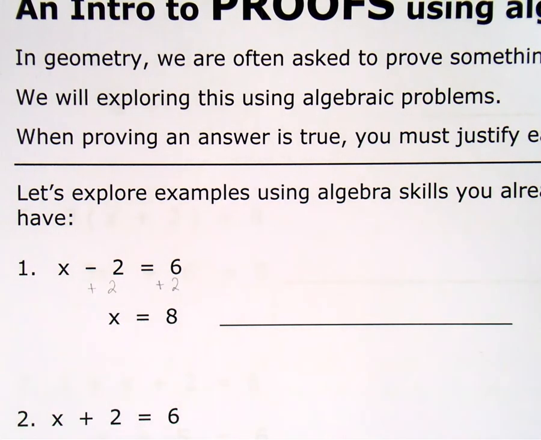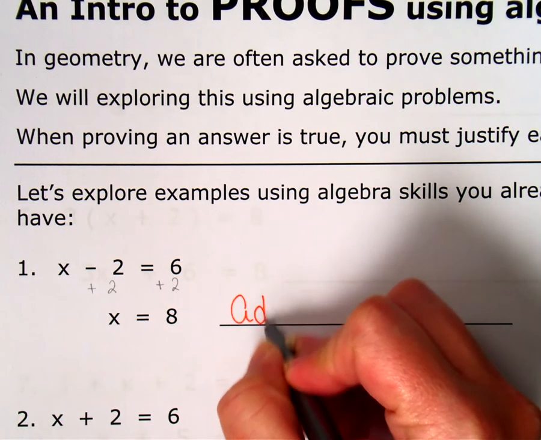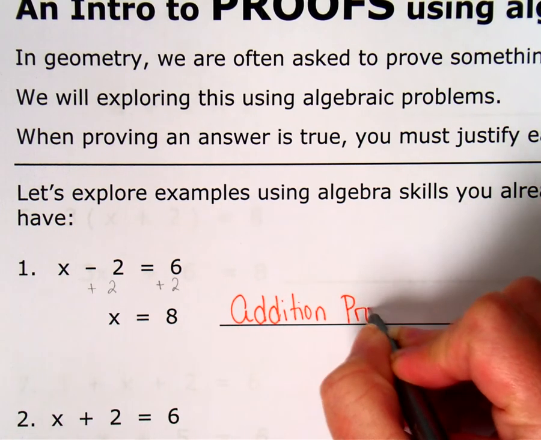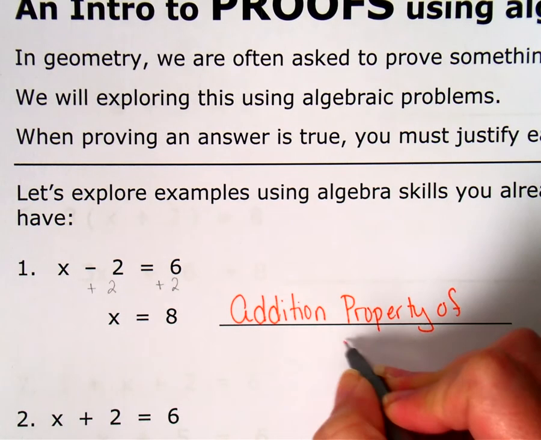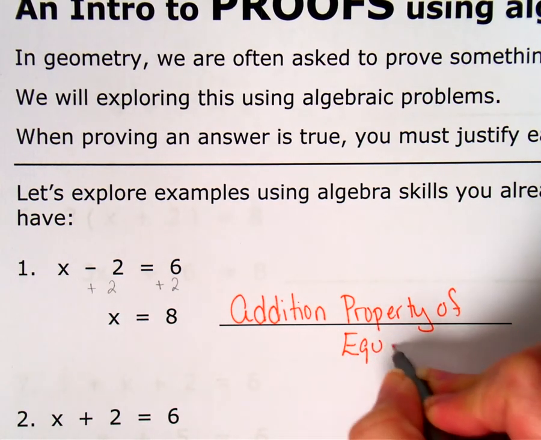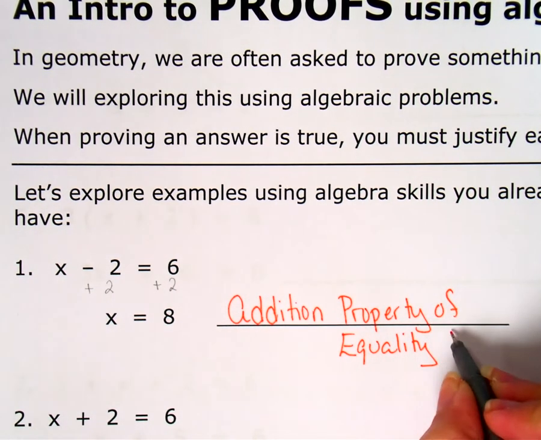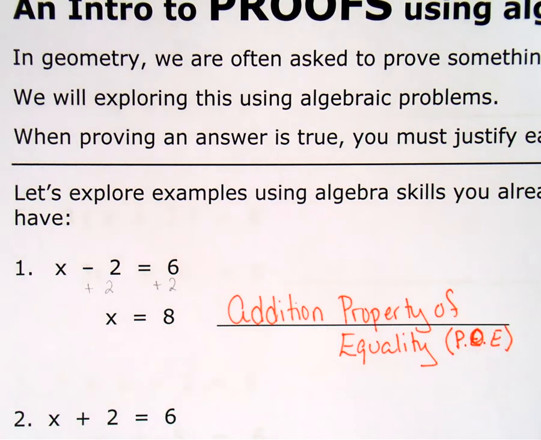So when we add on both sides, when I'm in the proof and I have to write off to the side what the justification is, that is called the addition property of equality. You'll see me abbreviate that a lot of times when we do the proofs because that's a lot to write. The property of equality, a lot of times I'll just write P-O-E for property of equality. So just kind of shorten it up for us.